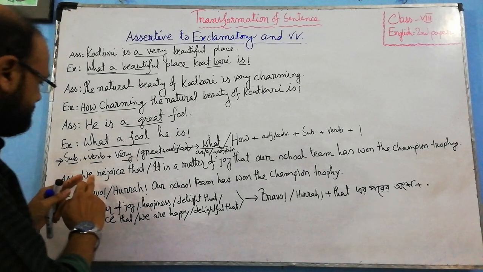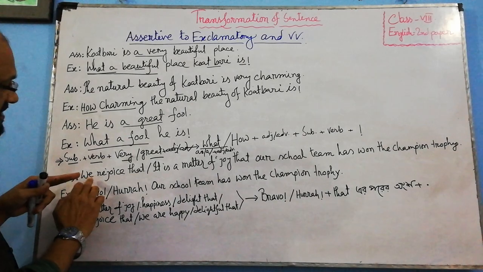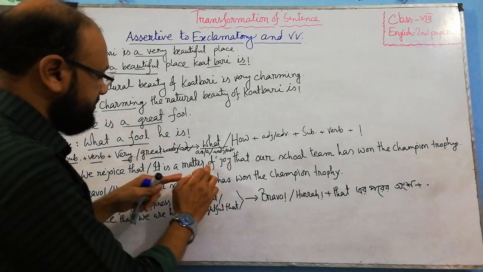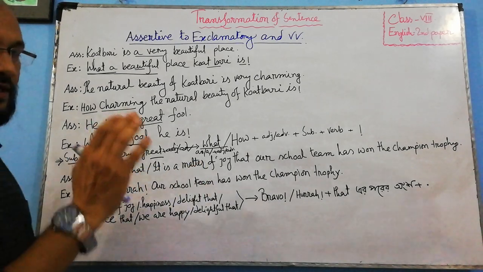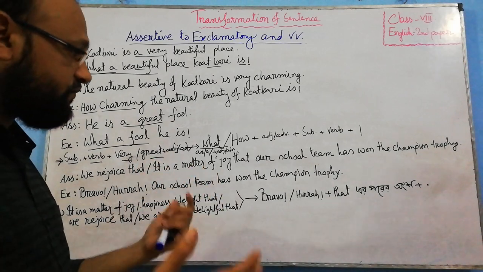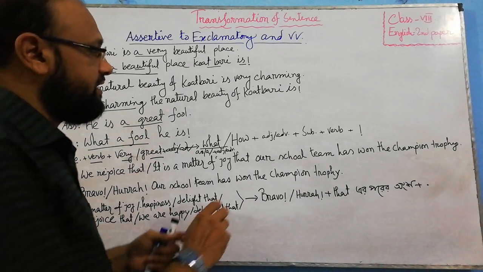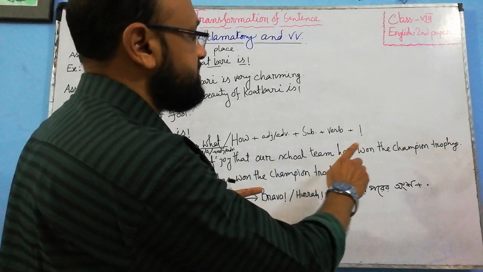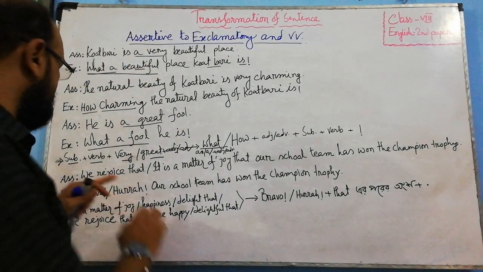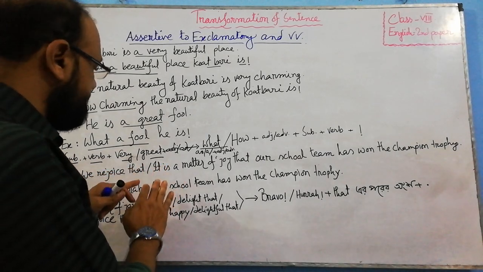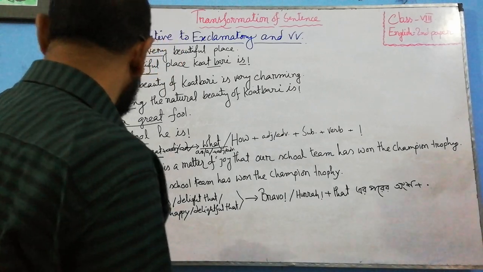Okay, and then the next one, the assertive one: we rejoice that, or it is a matter of joy that, if the sentence can be started in that way. It could be we rejoice that, it's a matter of joy that, we are happy that, we are delighted that, or it is a matter of happiness that, it is a matter of delight that, plus that our school team has won the champion trophy. We rejoice that, or it is a matter of joy that our school team has won the champion trophy.